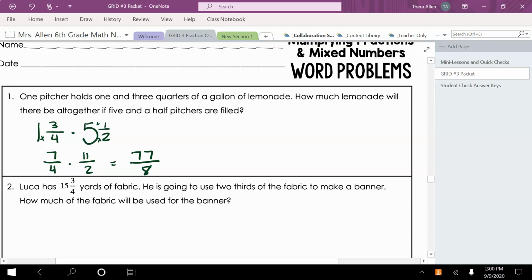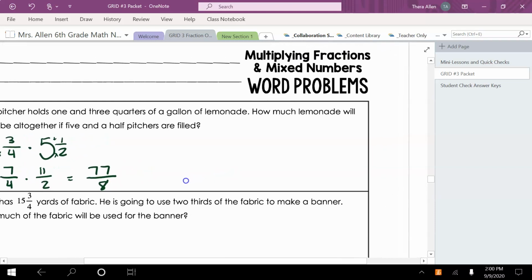77/8. This is an improper fraction, and we know to change our improper fraction into a mixed number, we must divide. 77 divided by 8. 8 can go into 77 9 times. That gives me 72, and I'm left with 5. Now remember, this 9 becomes my whole number, this 5 becomes my numerator, and the 8 becomes my denominator.